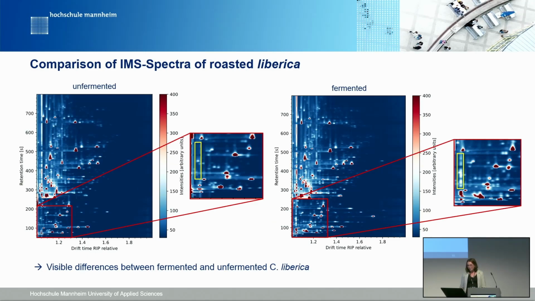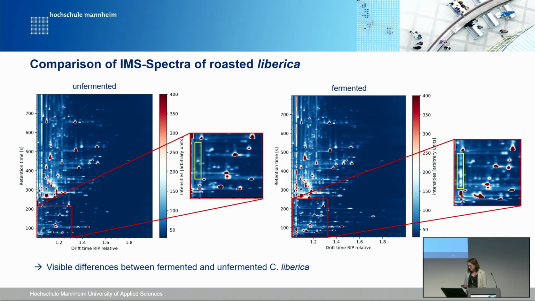So let's have a look at the ferments for roasted Liberica. And what is visible, and I saw that not only for Liberica but also for Canephora, for example, is that we get a row of peaks, here marked with the yellow box, that is only visible for the ferments and not for the unfermented roast coffee. That means that with fermentation we are definitely affecting the taste of Liberica or coffee in general.